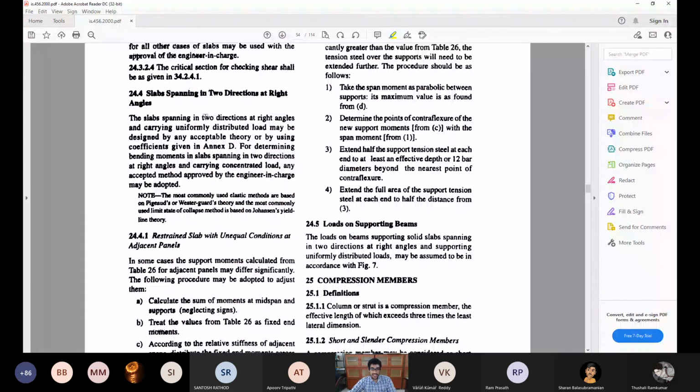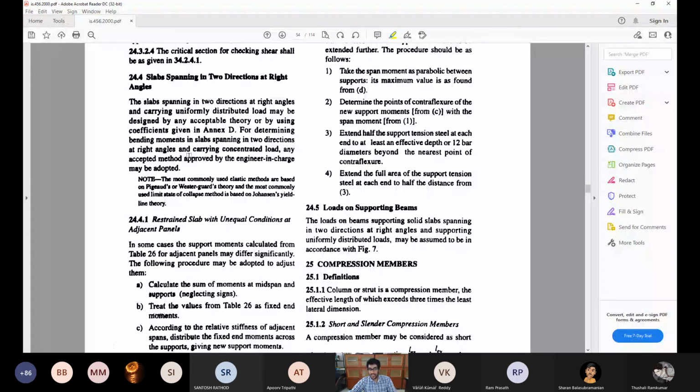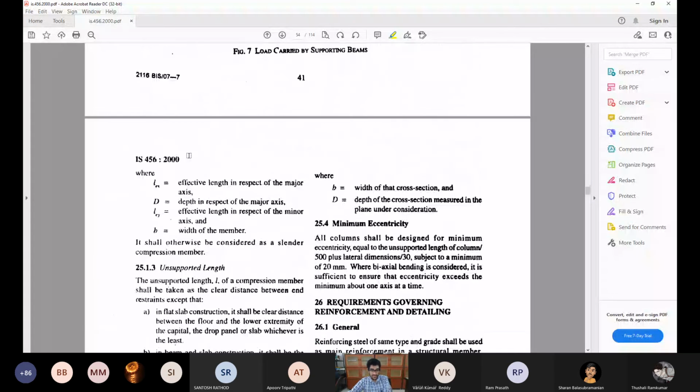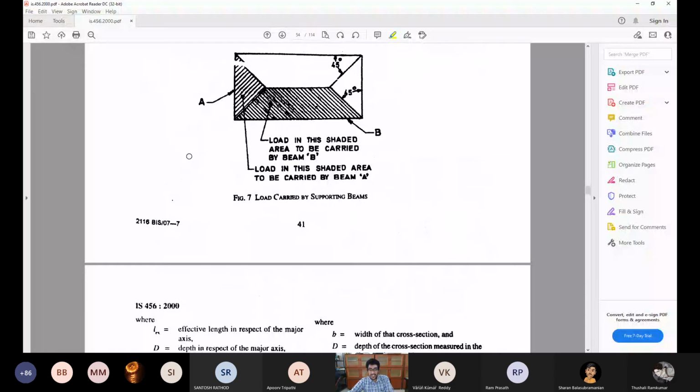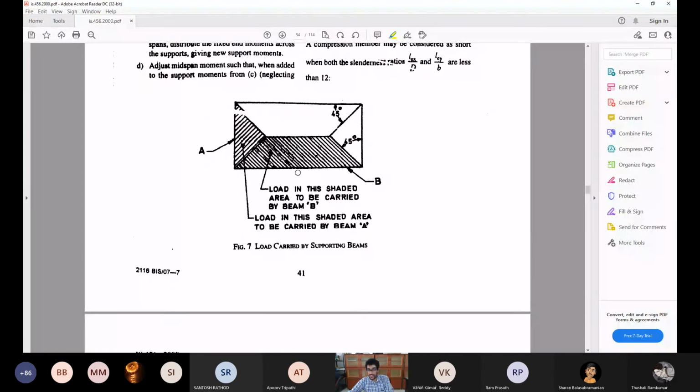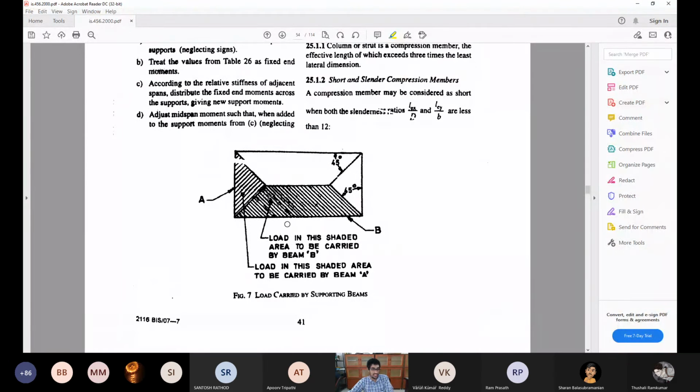For two directions at right angles, that is a two-way slab. This is given separately in the annex. It's not mentioned over here. So these things will be given to you when you do two-way slabs. It doesn't need to be done now.